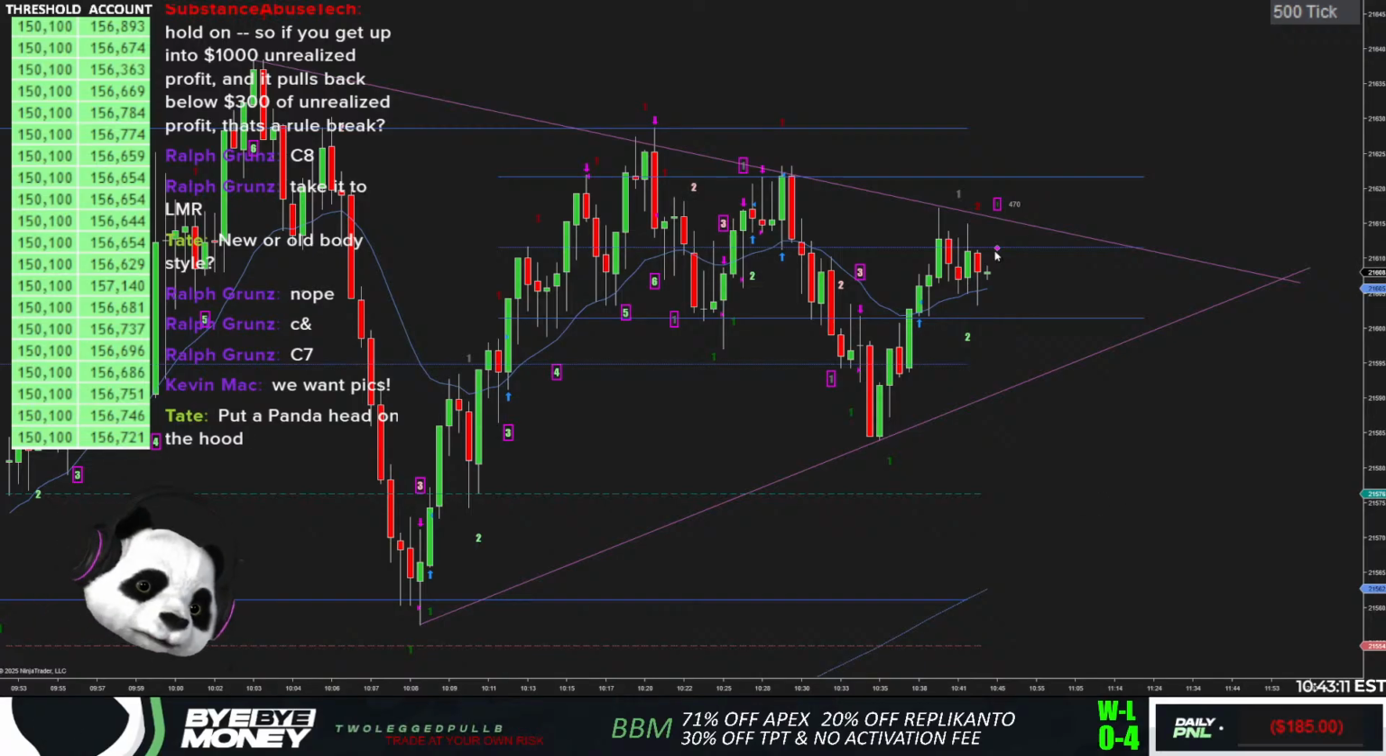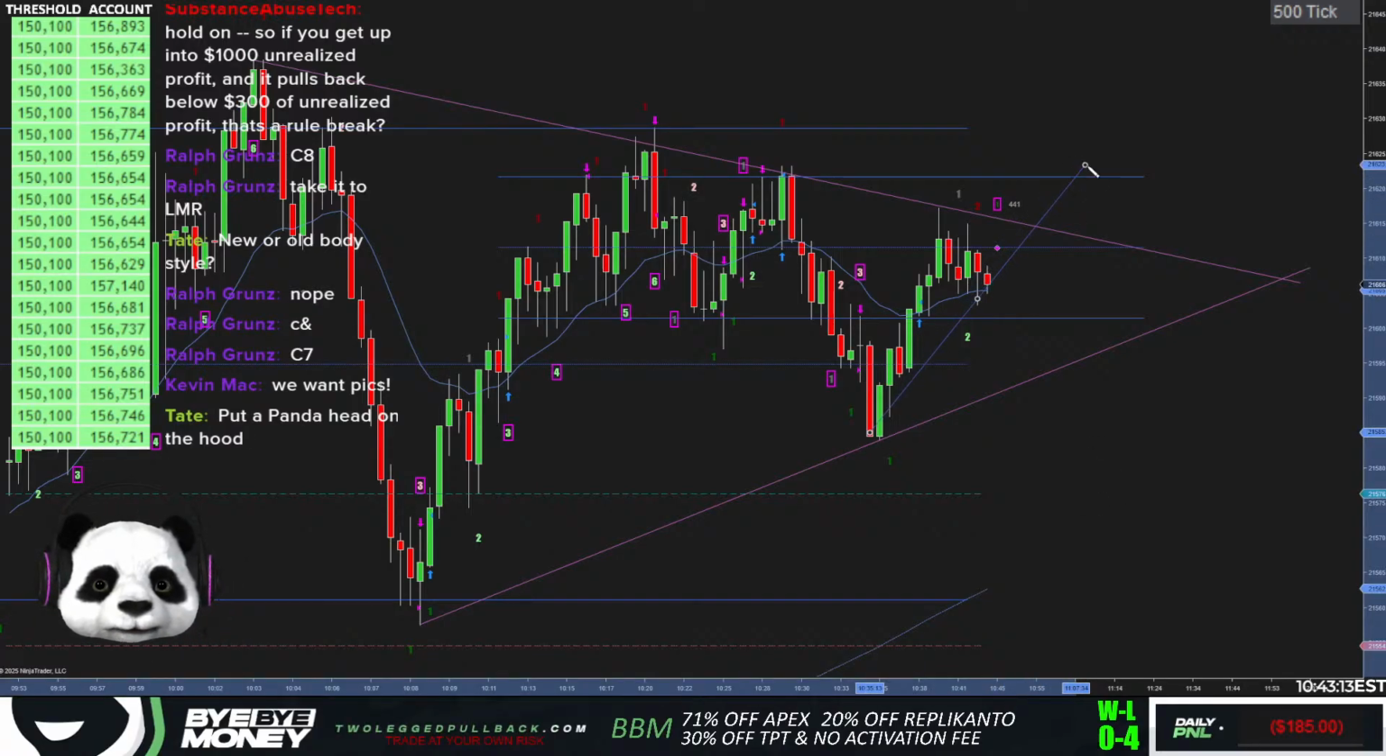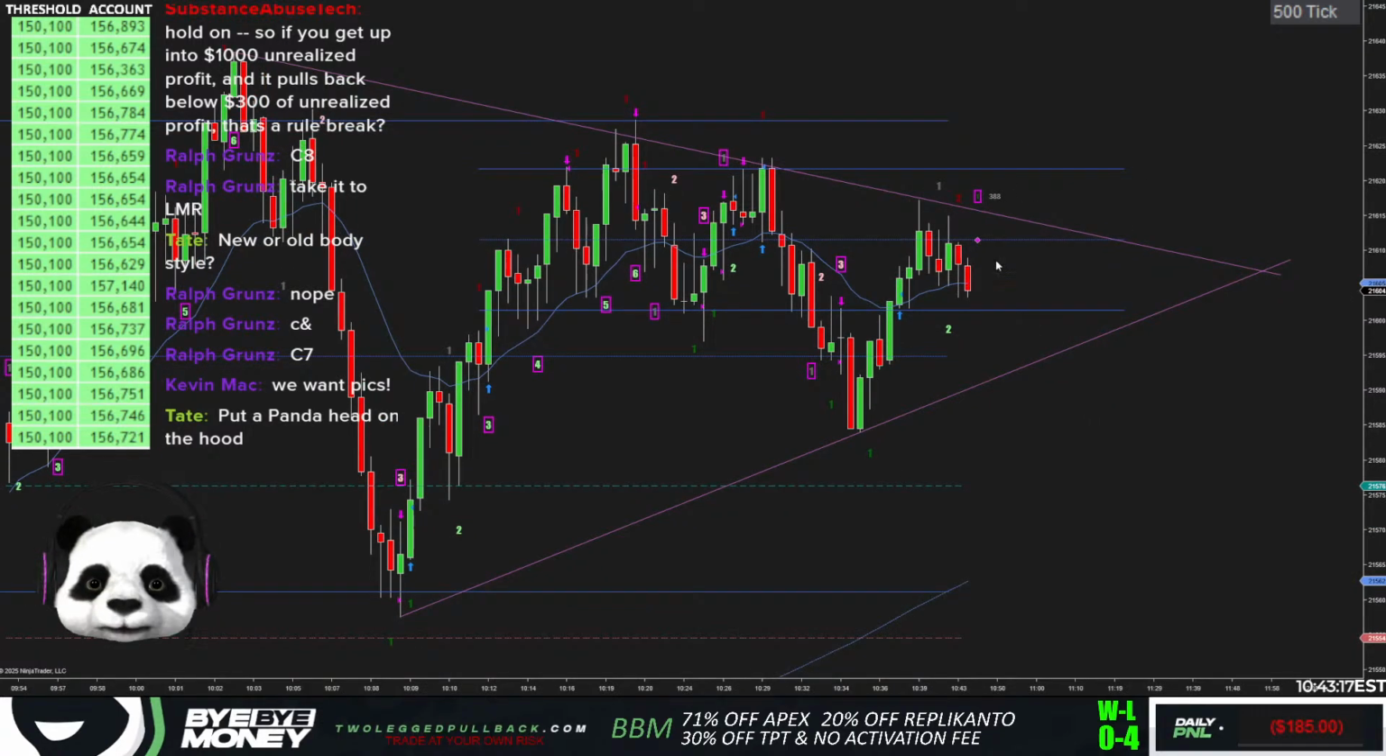Second entry long here. Do I like it? No, I mean it's right at resistance. How can I take the second entry long? How can I ever take the second entry long? This is right at resistance.